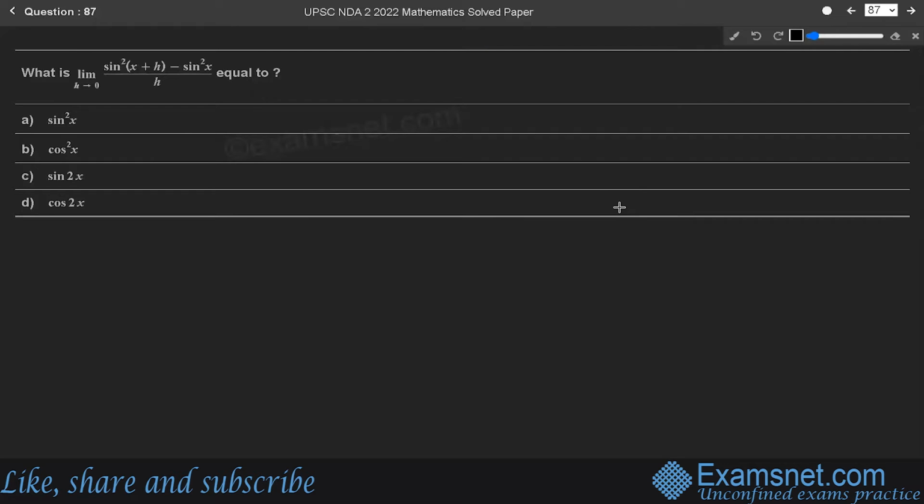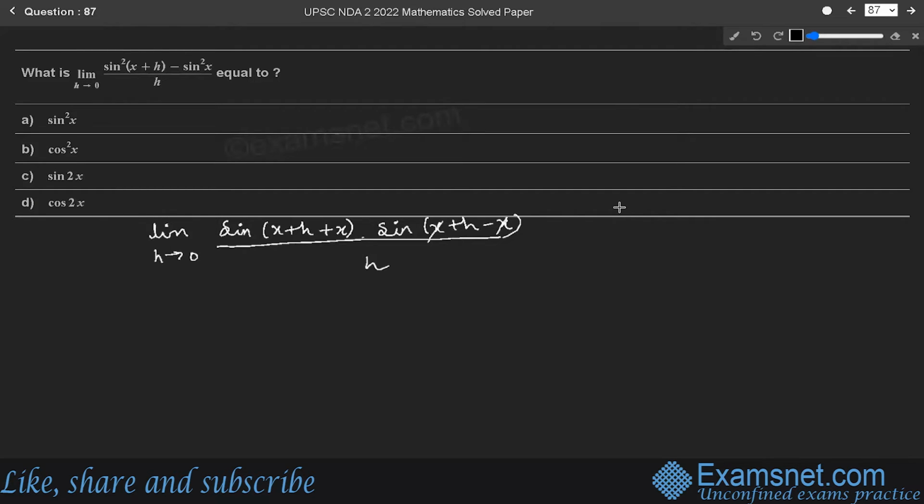Next question is, what is limit h tends to 0 of sine square (x plus h) minus sine square x upon h? You can see this in the question, it is sine square a minus sine square b. The formula for sine square a minus sine square b is sine (a plus b) into sine (a minus b). So applying the same formula here, we will get limit h tends to 0, sine (x plus h plus x) into sine (x plus h minus x) upon h.